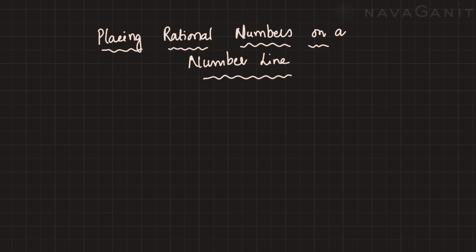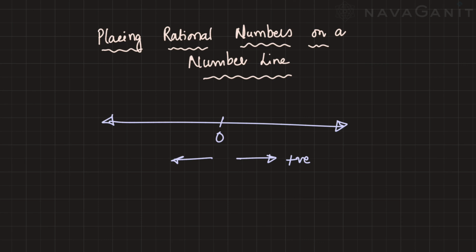See how we place rational numbers on a number line. So previously we have already seen how we place integers on a number line. Now let us extend this knowledge to rational numbers. So we already know that on a number line we have 0 and all numbers to the right of 0 are positive and all numbers to the left of 0 are negative.